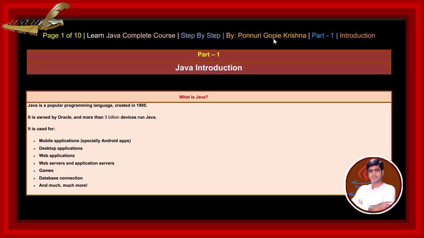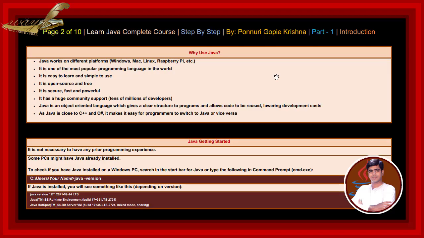Java Introduction. What is Java? Java is a popular programming language created in 1995. It is owned by Oracle and more than 3 billion devices run Java. It is used for mobile applications, especially Android apps, desktop applications, web servers and application servers, games, database connection and much more.